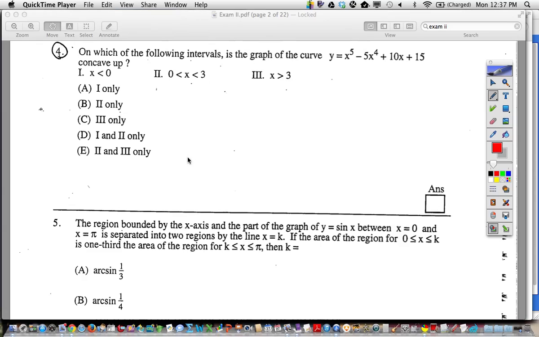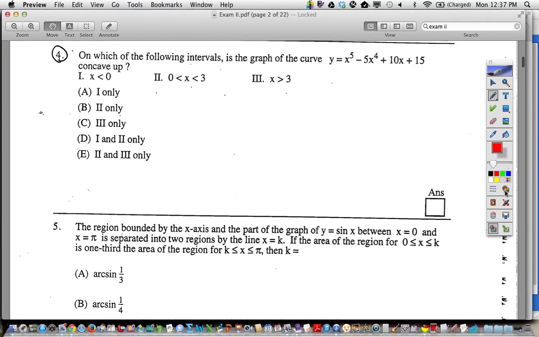All right, number 4. On which of the following intervals is the graph of this curve concave up? So what do you think? Double prime. Concave up, double prime, right? That's what you should be thinking of, a second derivative. So we're going to go in here and get the second derivative.